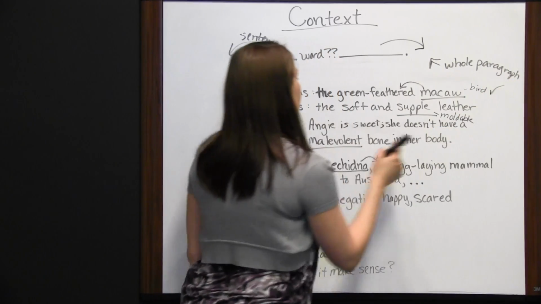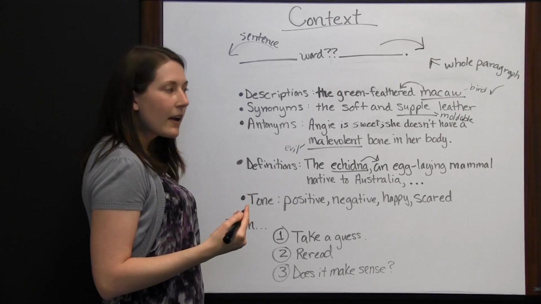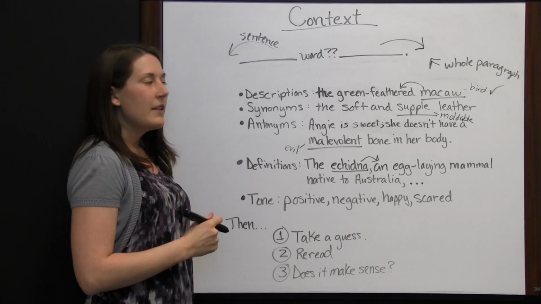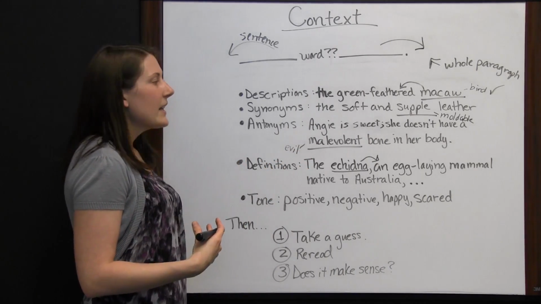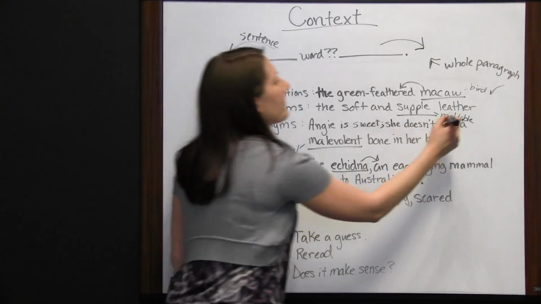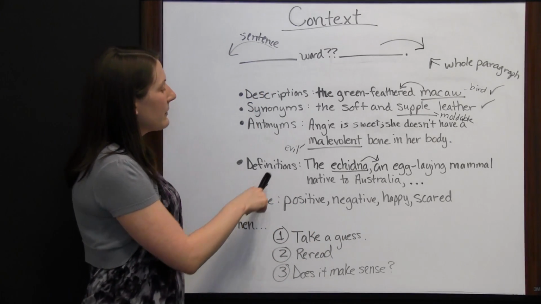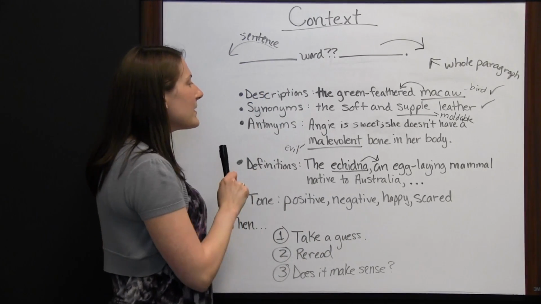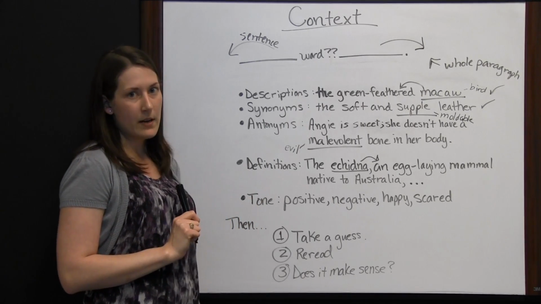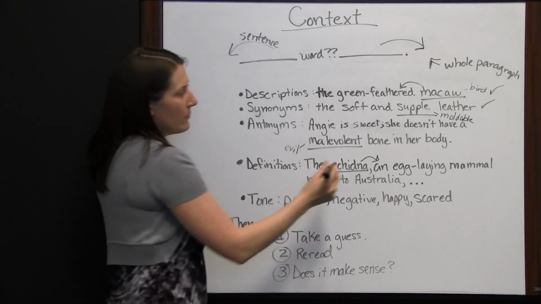The soft and supple leather. So if we know it means something else soft, maybe moldable, we could say the soft and moldable leather, the soft and flexible leather. Any kind of word like that that you put in that was similar to soft would work. It would make sense in your sentence. Okay? We were thinking evil here, something the opposite of sweet. Angie is sweet. She doesn't have an evil bone in her body. That makes sense. She is sweet. She doesn't have an evil bone.